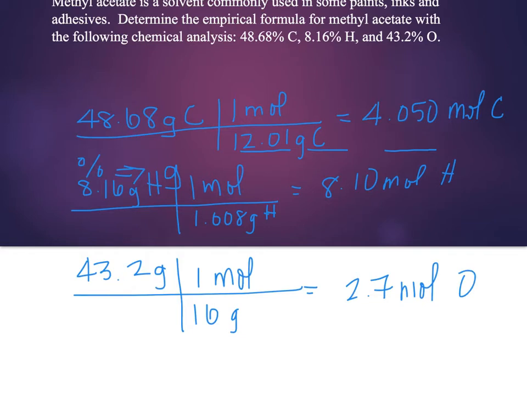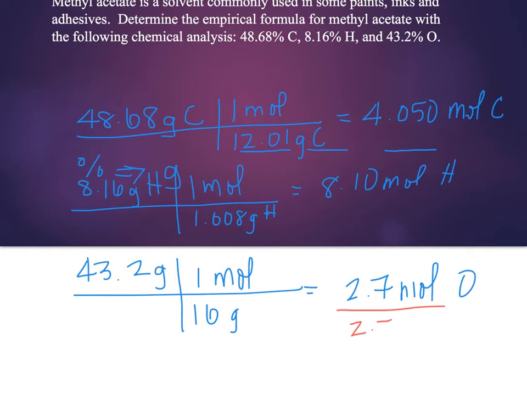Now what I'm going to do is I need to set up a molar ratio. To do that, I'm going to look and see which value is the smallest. So I have 4.05, 8.1, and 2.7. Because 2.7 is my smallest number, I'm going to divide each one of these by 2.7.